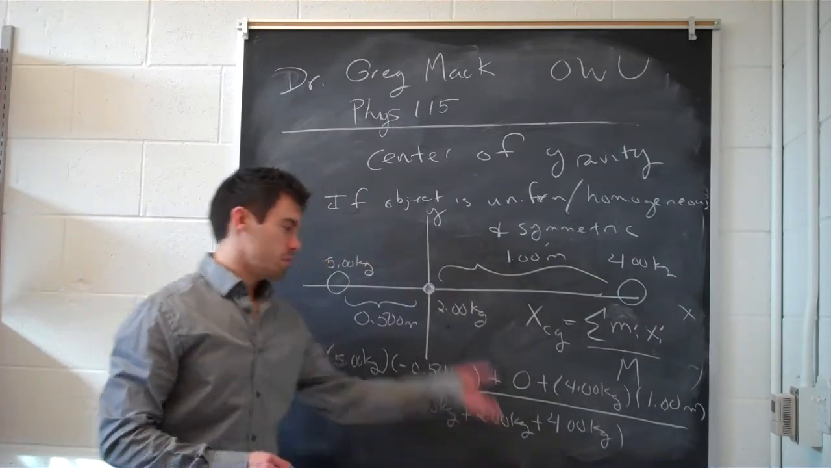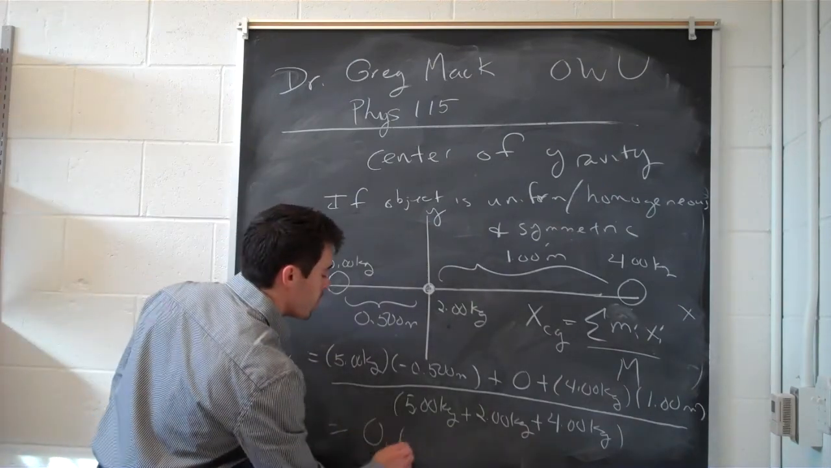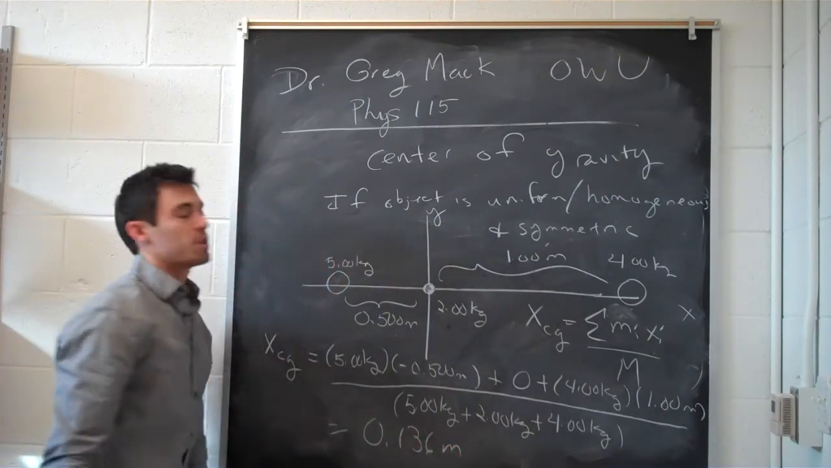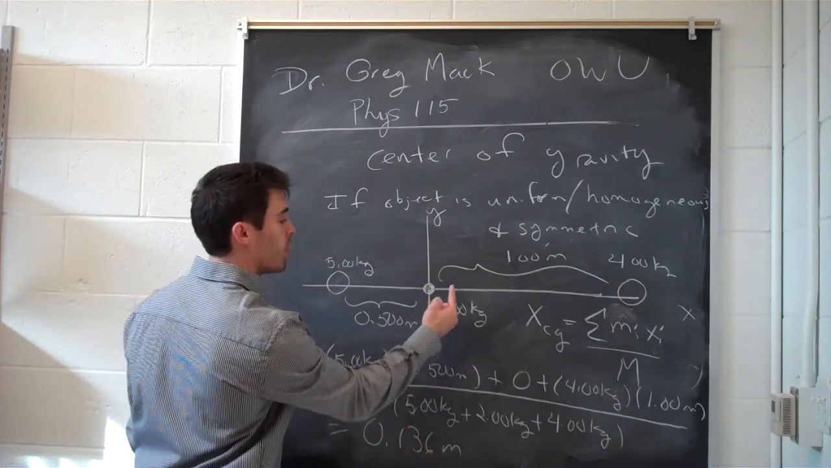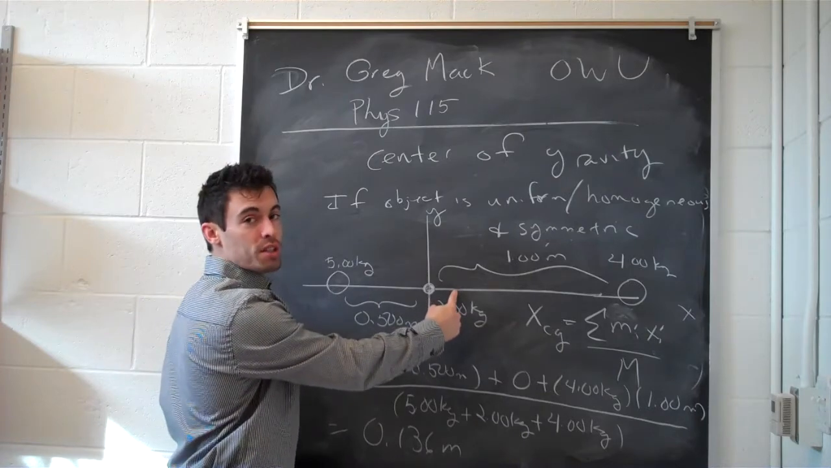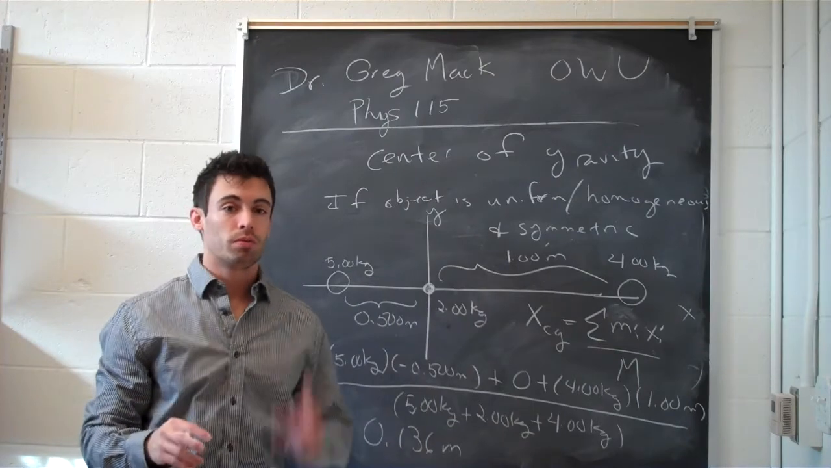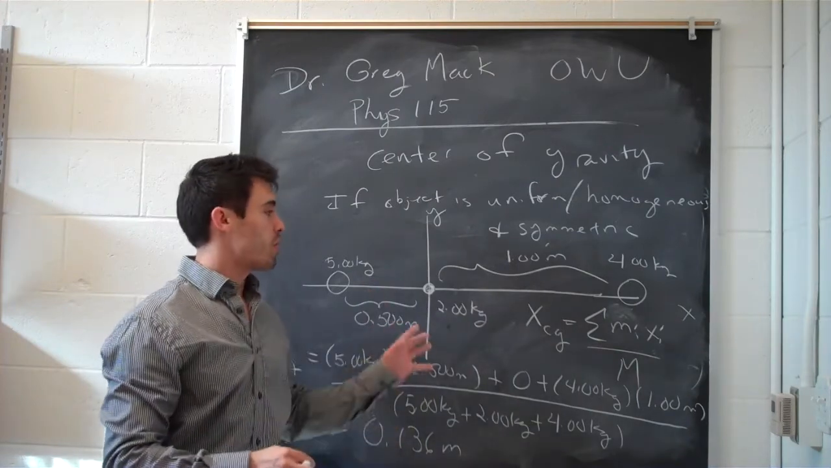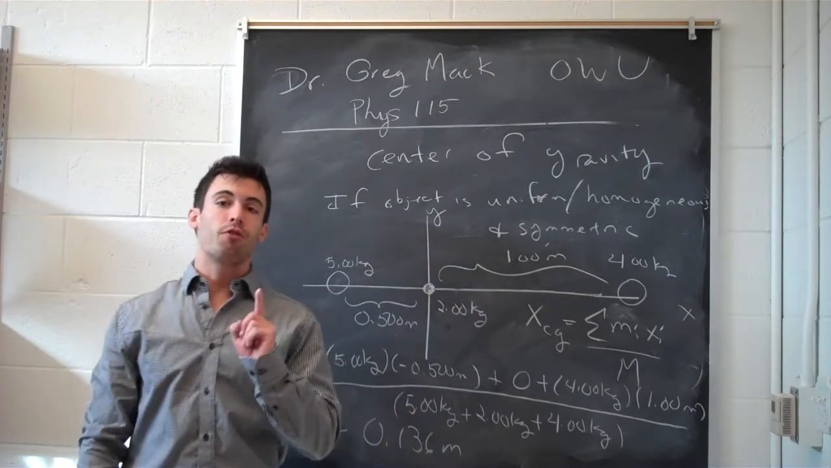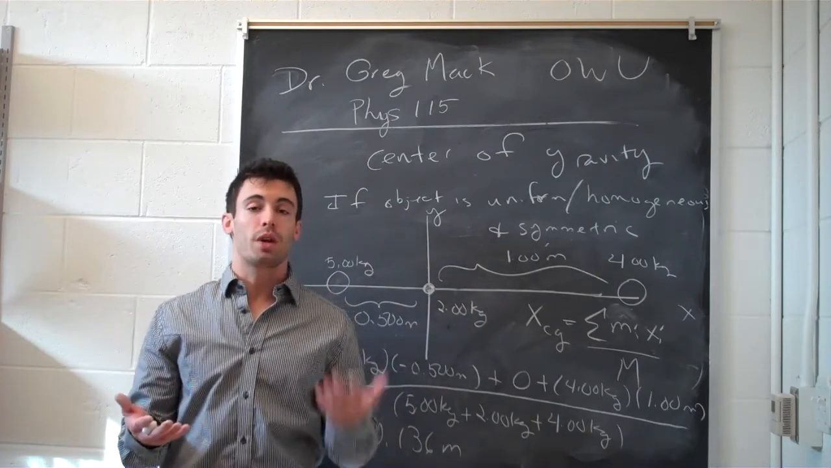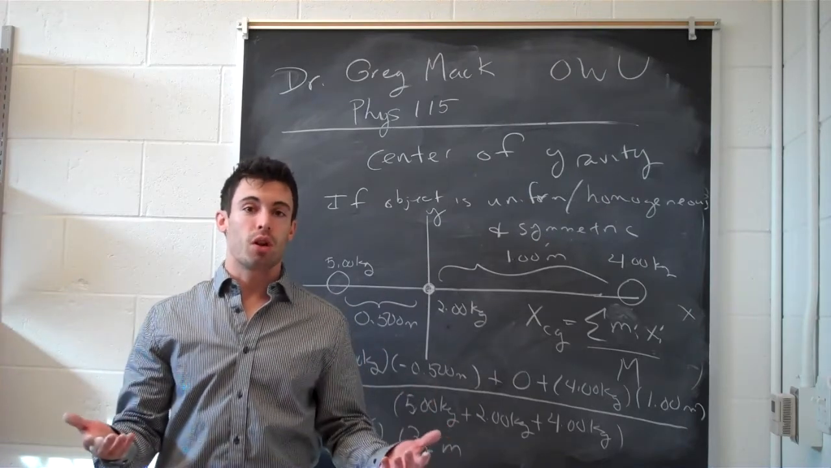Then if I work out the numbers, I end up with an answer of 0.136 meters. So the center of mass of this system, if I wanted to balance it, I would need to place a finger right there at 0.136 meters. Then the torques would end up being equal, because the forces work out with their distances to make it balance. That's part of the definition of what the center of gravity is. If you were to try to balance it, you'd want to do it at that point. So the sum of the torques around that position would end up being 0.